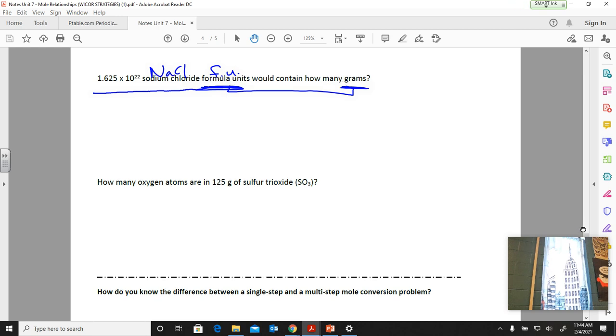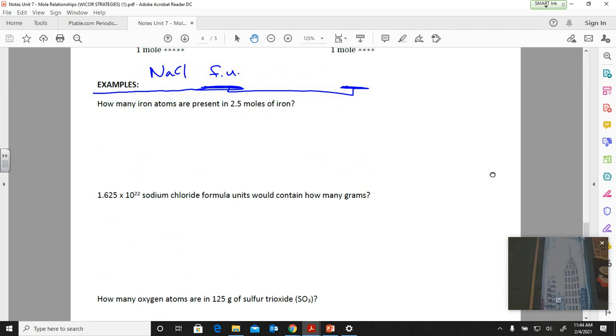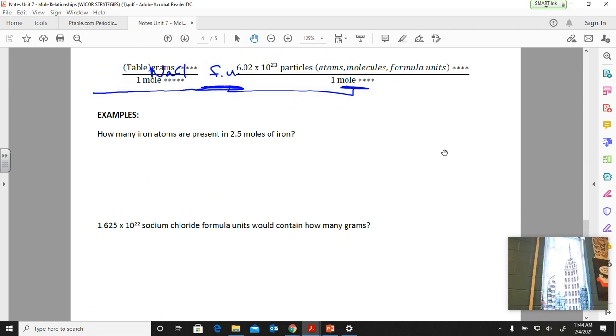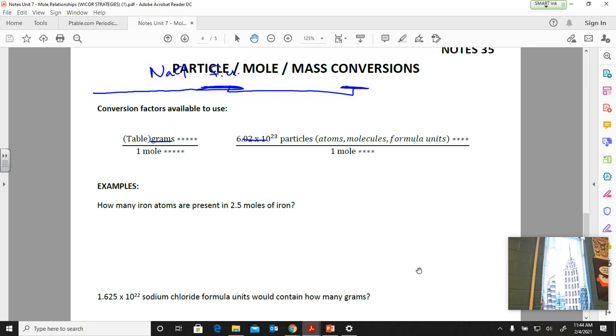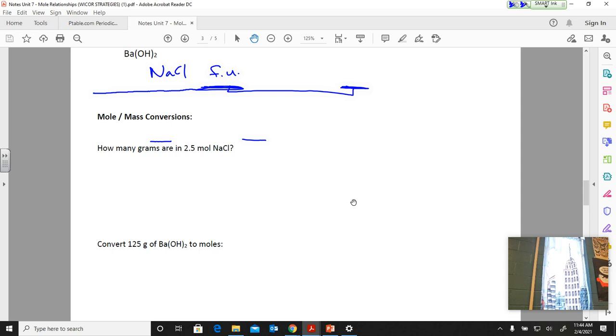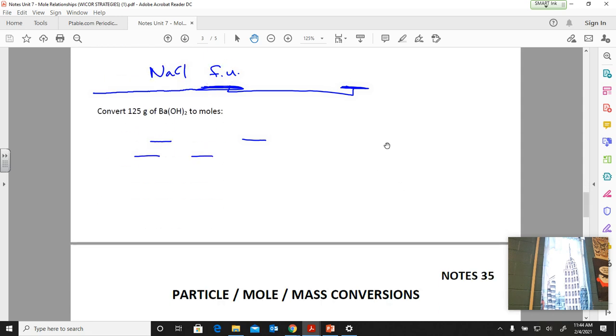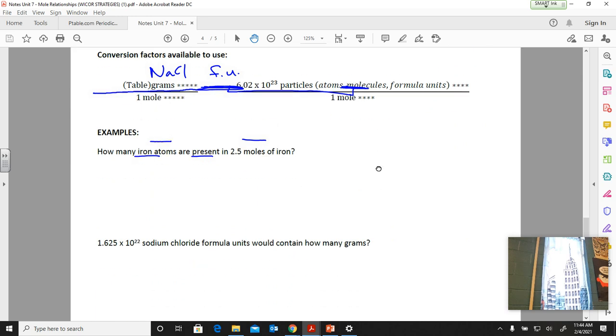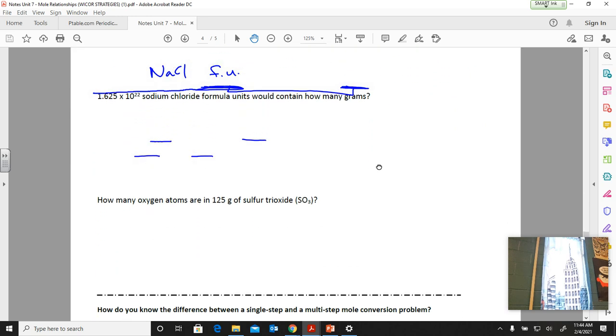What is different is that in the previous problem, you are going from particles, which in this case are atoms, to moles. So moles is part of the question. Same thing in our previous one with molar mass: you are going from grams to moles. So mole was part of the question. That's how you know. If moles is part of the question, it is a 1-step problem. You only have to do 1 step if moles is part of the question.